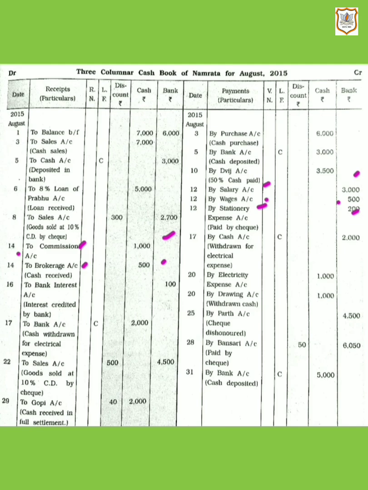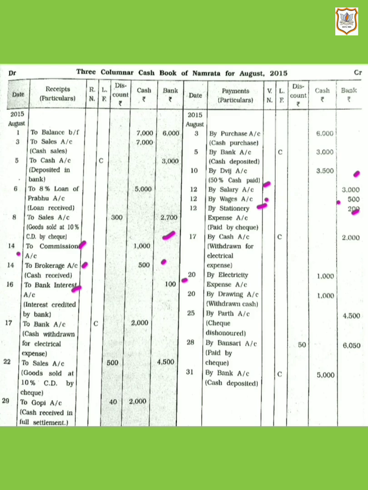Now next transaction, date 16th. Bank credited interest rupees 100 on balance in Namrata's bank. Here, owner Namrata is receiving interest on her bank balance. So it is an income. Therefore, it is shown on the receipt side, that means on debit side of the cash book in the bank column. So here it is, rupees 100 will be shown in bank column, and in particulars column we will write to bank interest account.